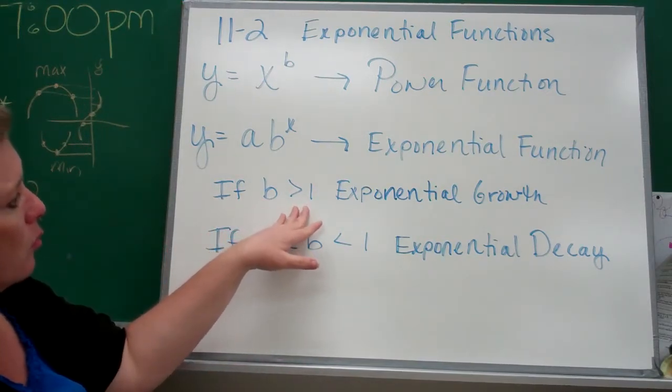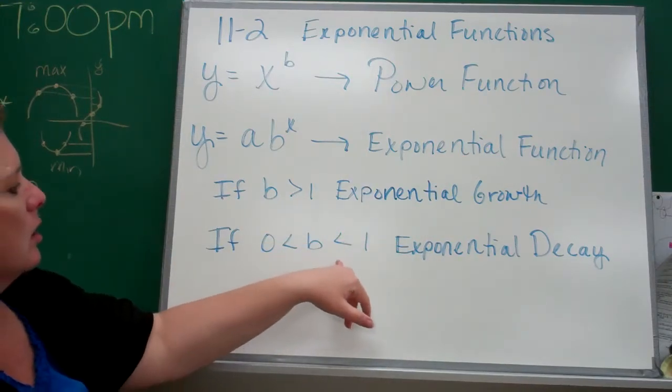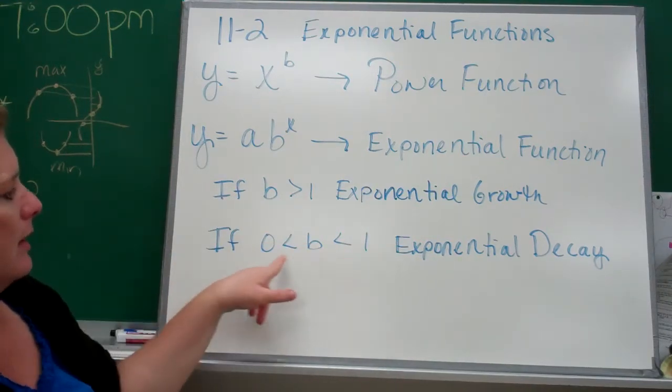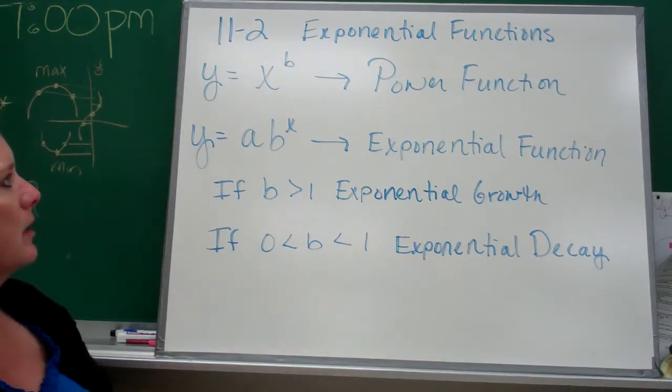If b is greater than 1, we have an exponential growth. If b is between 0 and 1, not including 0 or 1, it is an exponential decay.